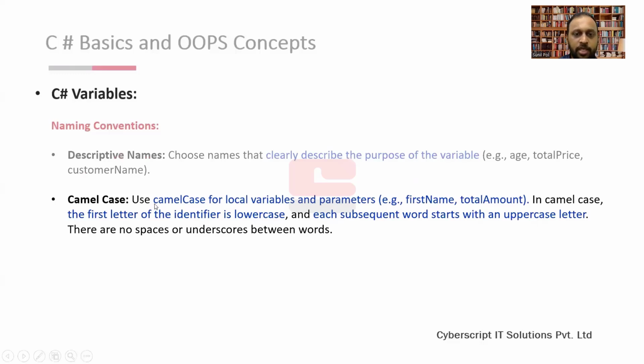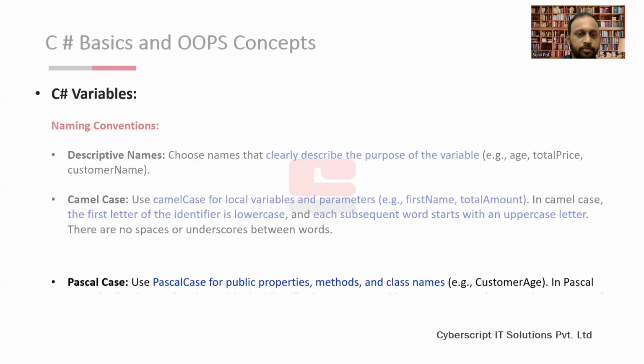Camel case. Use camel case for local variables and parameters. So whenever you want to declare local variables or function parameters, you need to follow camel case. It is a good practice. Here, first name and total amount: in both variable names, the first character is in small letter and in subsequent words, the first character is in capital letter. In camel case, the first letter of the identifier is lowercase and each subsequent word starts with an uppercase letter. There are no spaces and underscores between words.